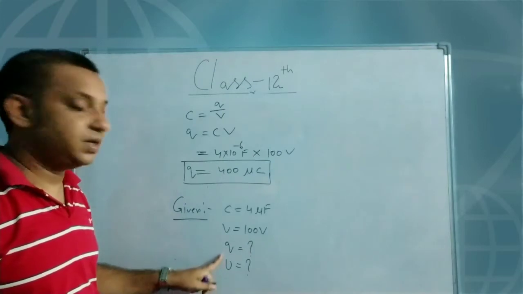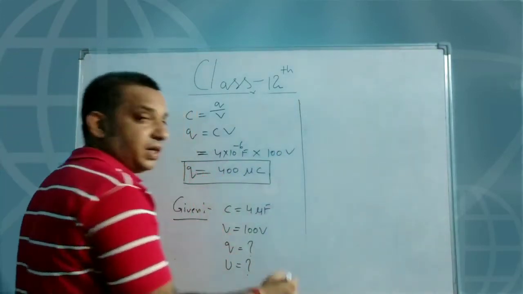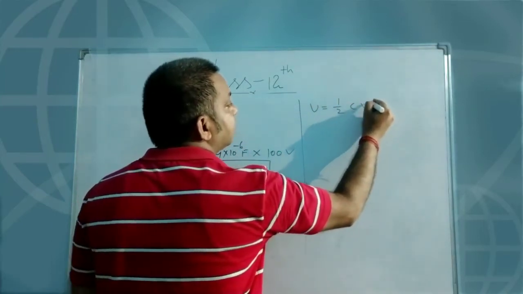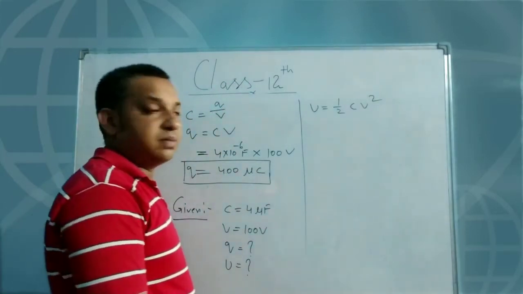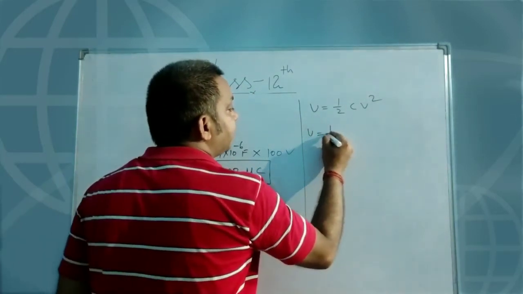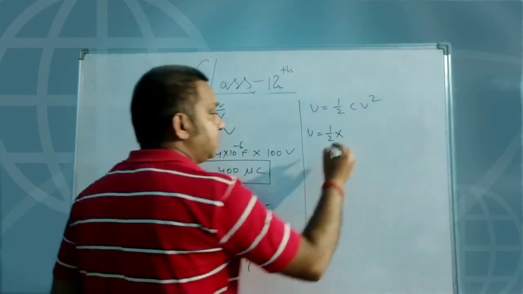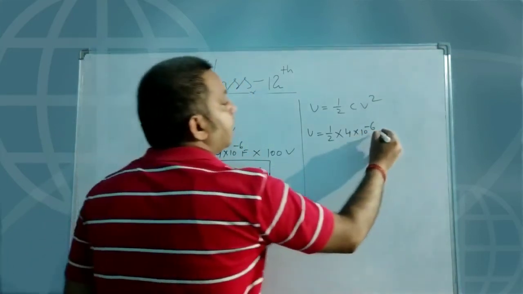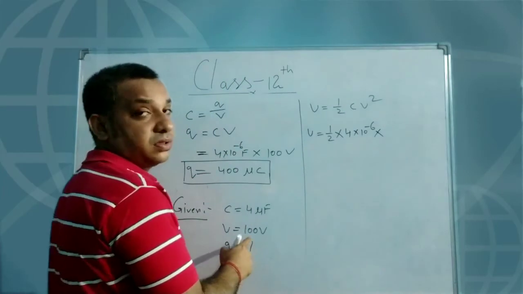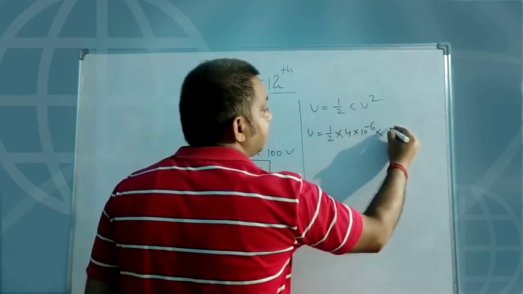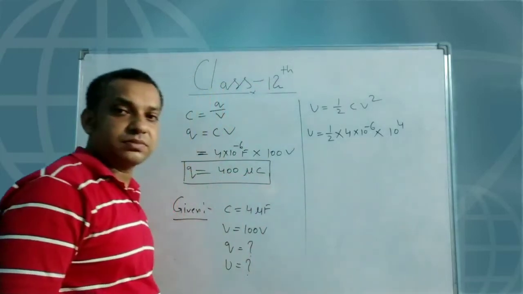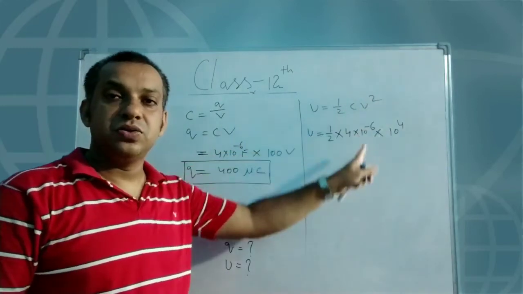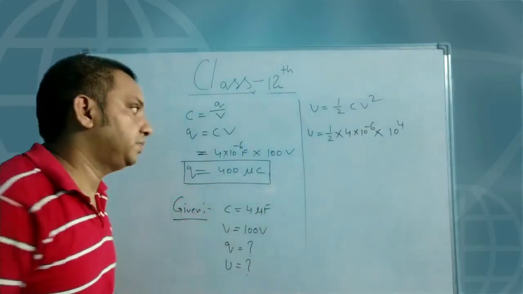The next part of the question is to find the value of U. We have already derived the expression for the potential energy: U is equal to half CV square. So just put the values: U is equal to 1 by 2 into 4 into 10 to the power minus 6 farad, into V square. V is 100, which is 10 power 2, and here is the square, so 10 to the power 2 whole square becomes 10 to the power 4.